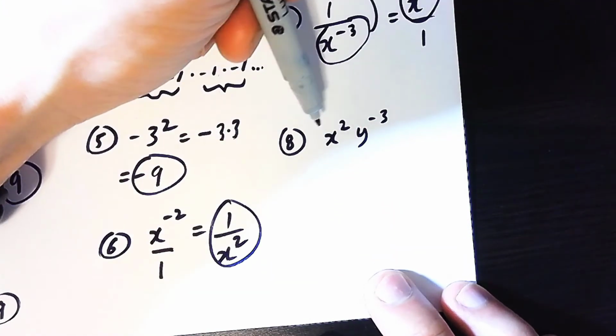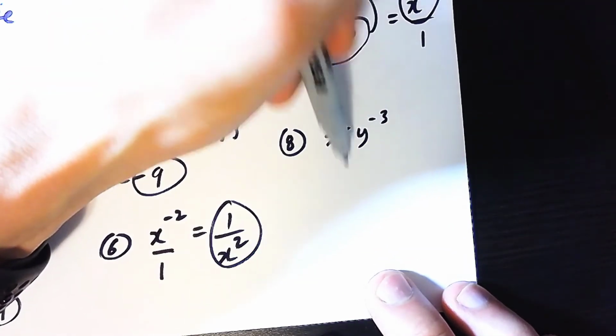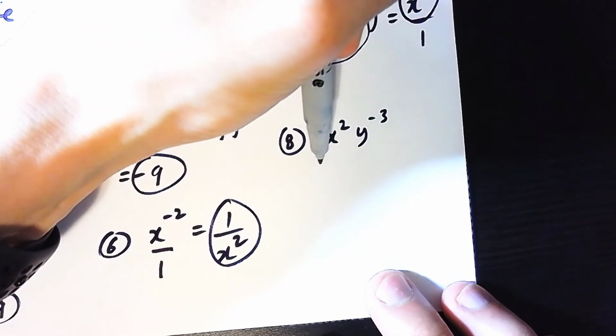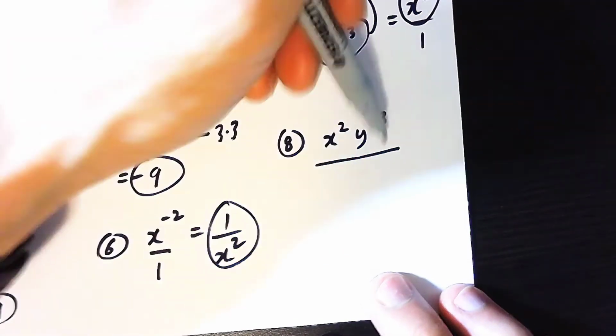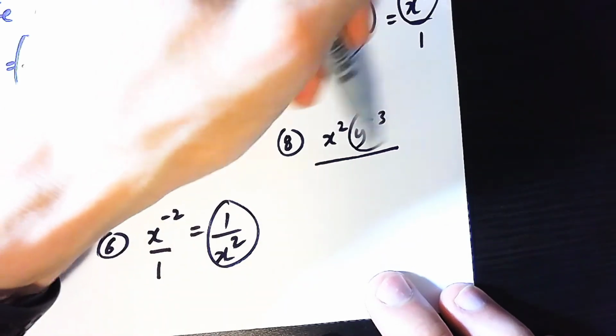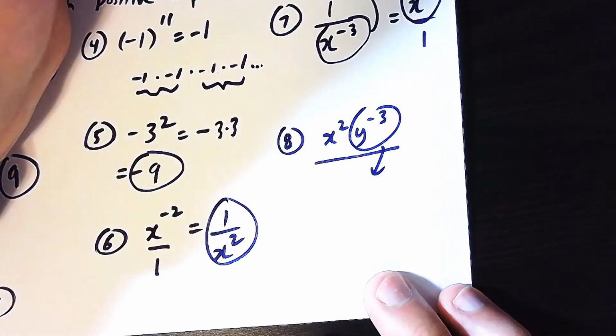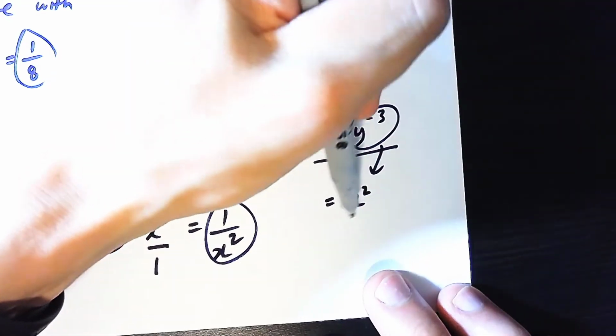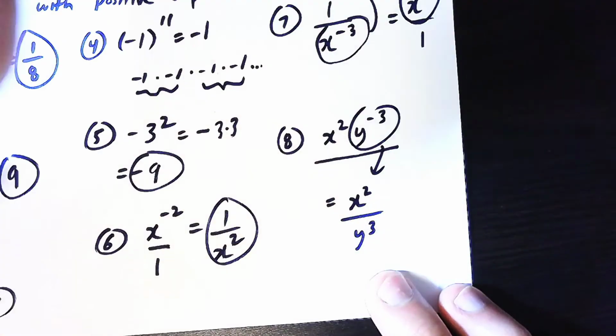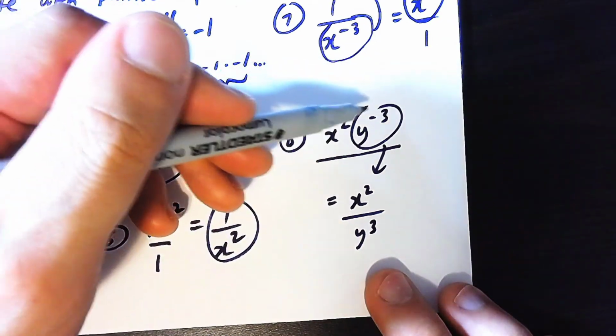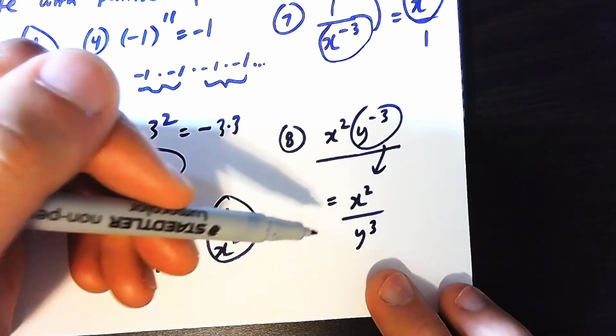So number 8, similarly, the y to the negative 3, we're going to move it down to the denominator. Now, if you don't see a denominator, just draw a line. You can literally take this and move it down. So the answer is going to be x squared over y cubed. Y cubed, the negative becomes a positive because we moved it.